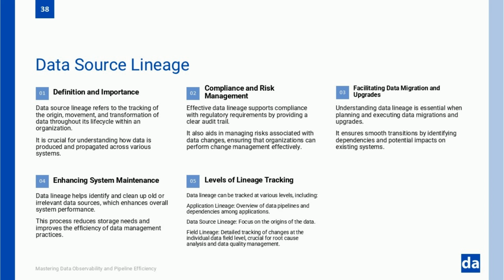2. Compliance and risk management. Data lineage isn't just a good to have, it's a must-have for regulatory compliance. Audit trails provide a clear history of data changes for audits. Risk mitigation identifies points of vulnerability or potential risk in data handling. Facilitating data migration and upgrades.